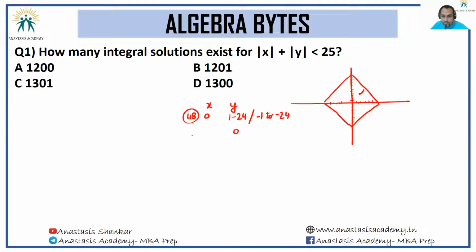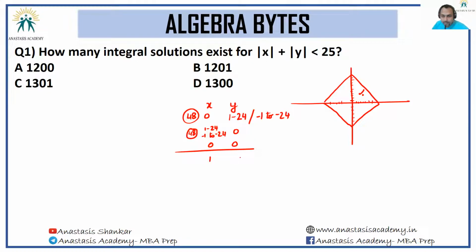When y is 0, similarly you'll get 48 cases for x, 1 to 24 or -1 to -24. There is one more case where x is 0, y is 0. We have taken care of all the cases that are on the axis. Now we have to simply count those cases. In the first quadrant, I will count cases, and then I will simply multiply it by 4.